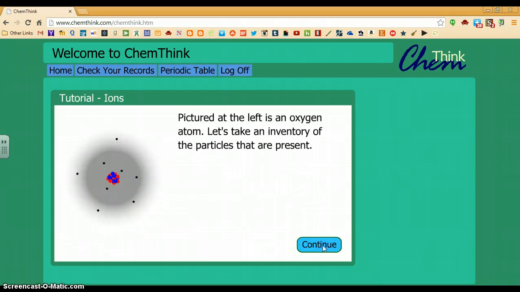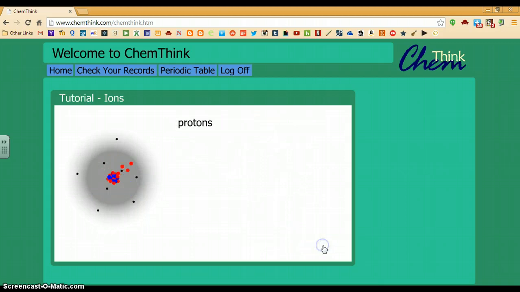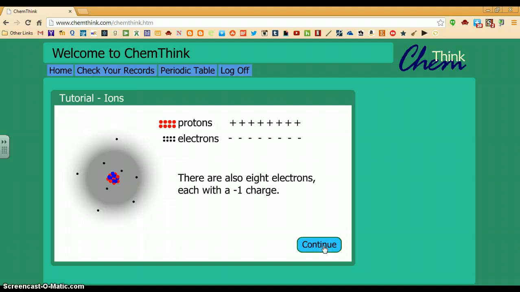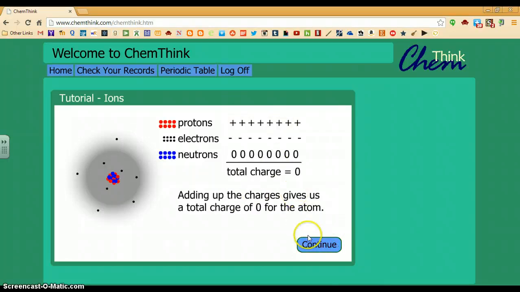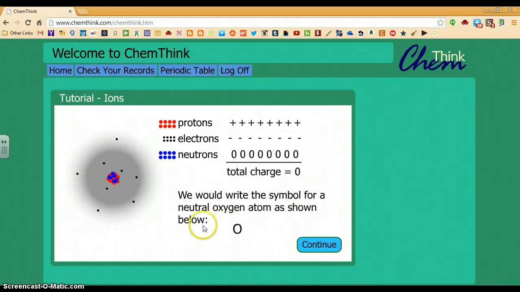So now it's going to go through showing us how to do positive. So they got an oxygen atom, which is 8 protons, of course, and 8 electrons to be neutral. And then, of course, you got your neutrons. So it's right now a neutral element. It has no charge, because everything is equal here, as it shows. So it's just oxygen.